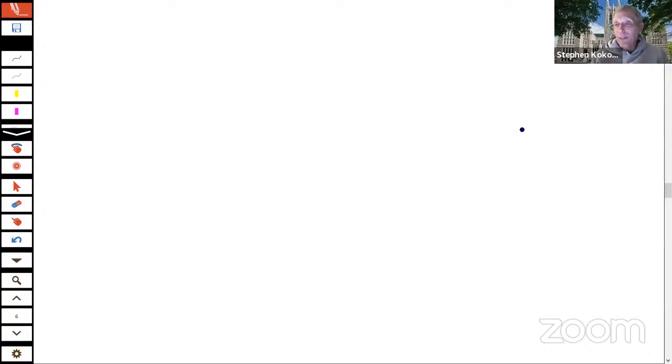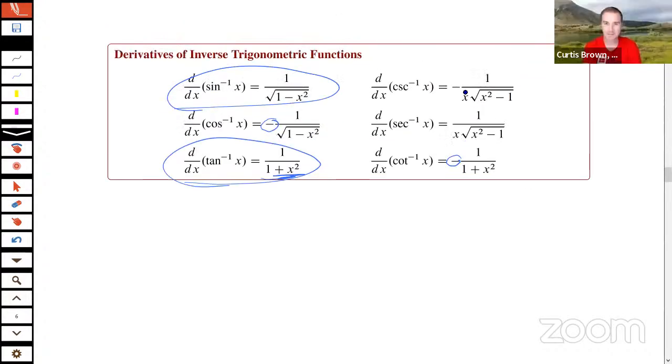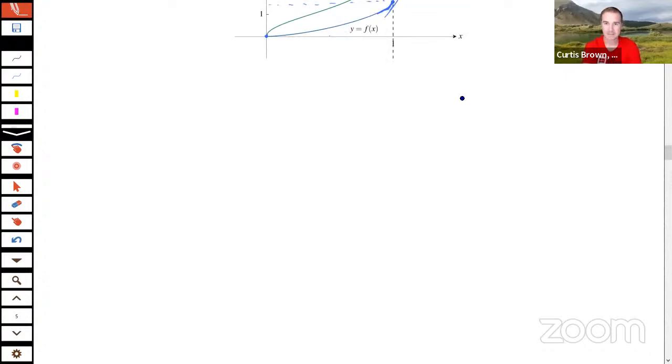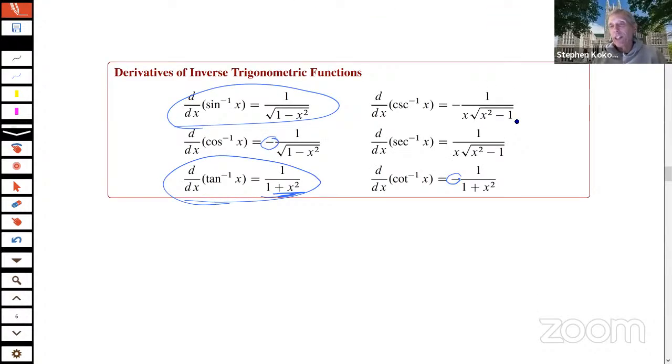And here's the derivative of the inverse secant and the inverse cosecant, and they differ by a minus sign also.